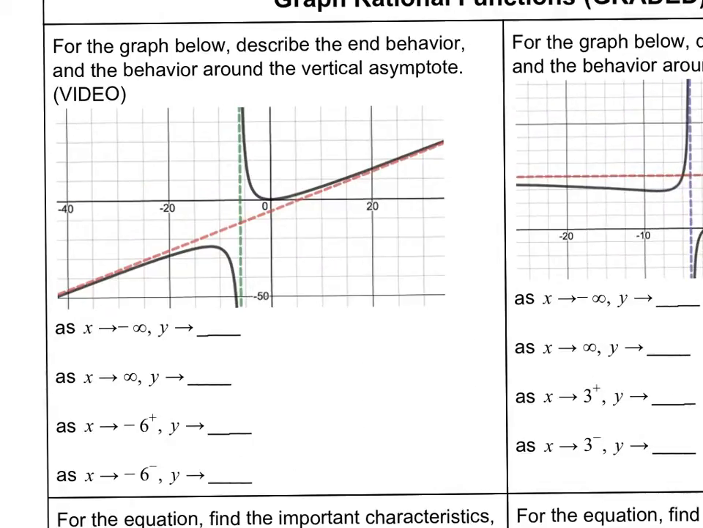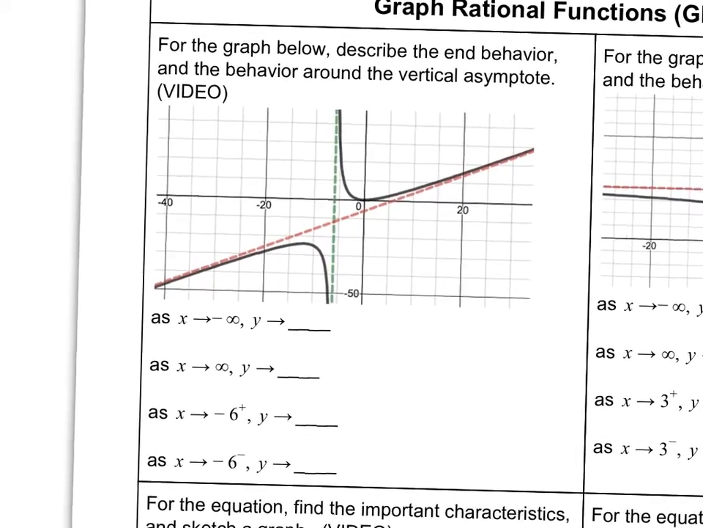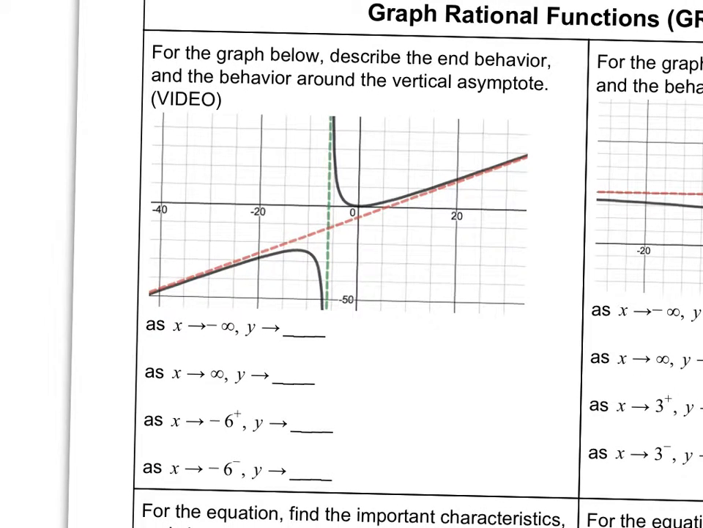Okay, next up we've got to talk about this graph. And then looking here, as x goes to negative infinity, that's going to the left. So what's happening over here? Y is going to negative infinity too, because that's going down to the left. As x goes to infinity, that's going this way. So we're going right and up. Y goes to positive infinity.